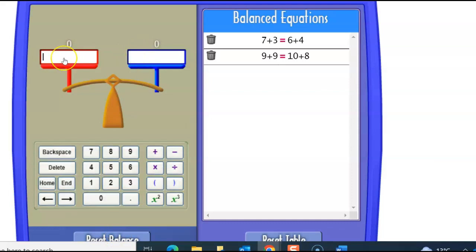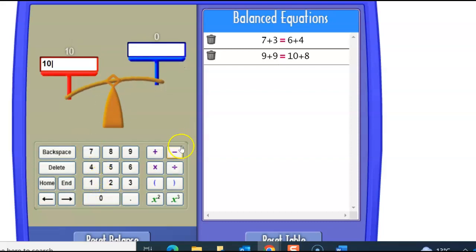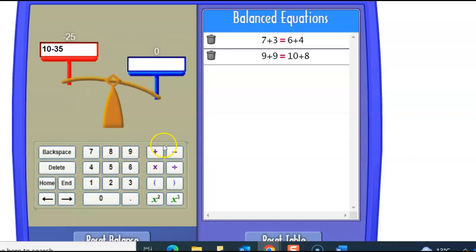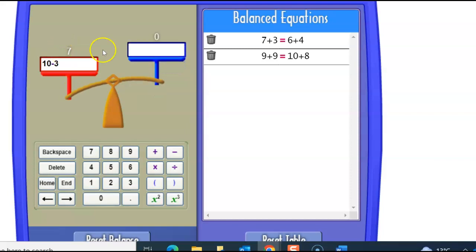Now this is when we can get a little bit trickier. What if I did something like this? What if I did 10 minus 3? Goodness gracious, it's telling me that that is 7. And on the other hand, I have 5 plus, whoops, sorry. Let me go back. Sorry about that. 10 minus 3.